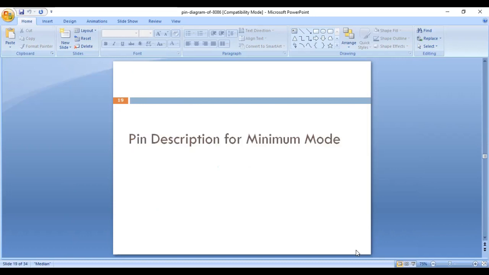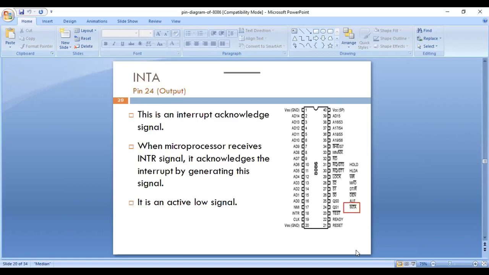Next, pin descriptions for the minimum mode. INTA is an active low signal. It is pin number 24 and it is an output pin. It is used as the interrupt acknowledge signal.